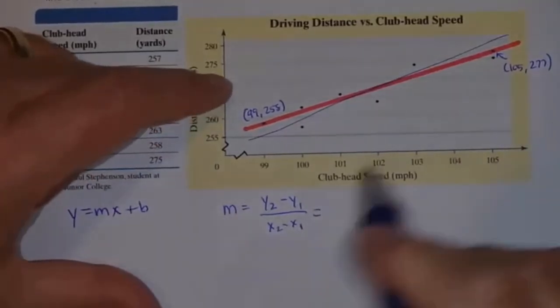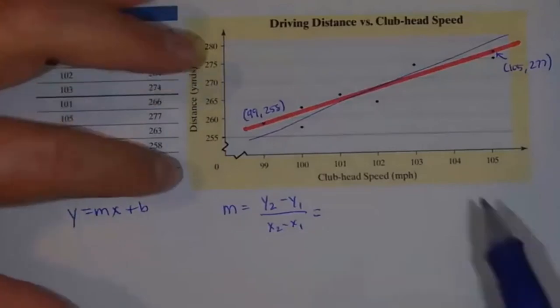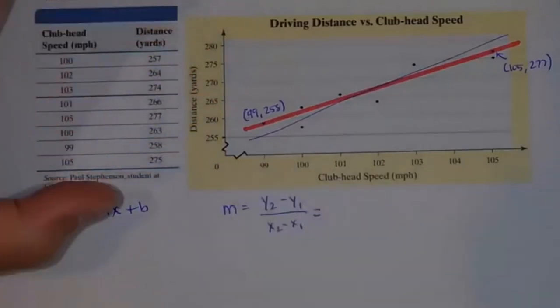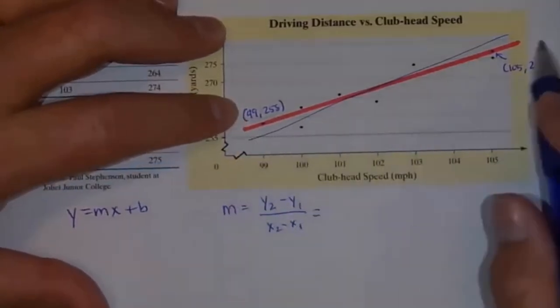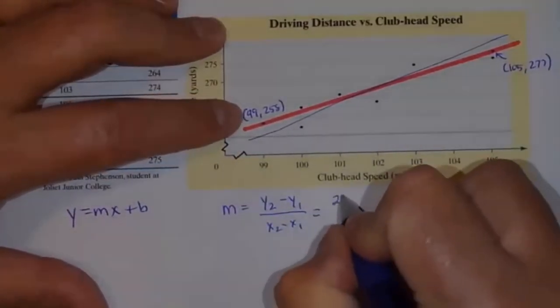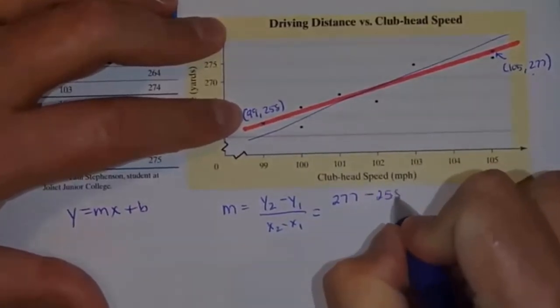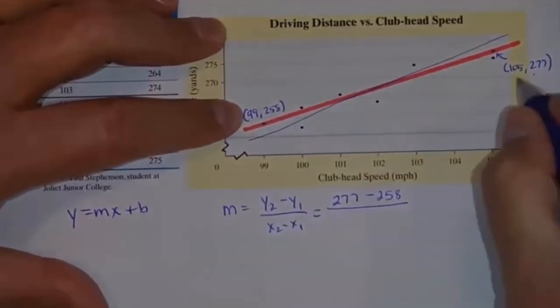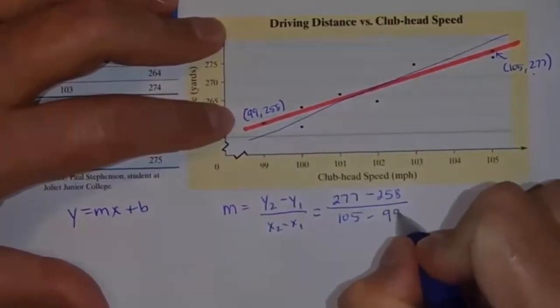Now, again, this isn't going to usually be the best line, but it is one way that we could find a line that describes the relationship between the two variables. So I'm going to go relatively quick here. The slope of the red line here would be 277, that's y2, minus 258, that's y1, over 105, that's x2, minus 99, which is x1.